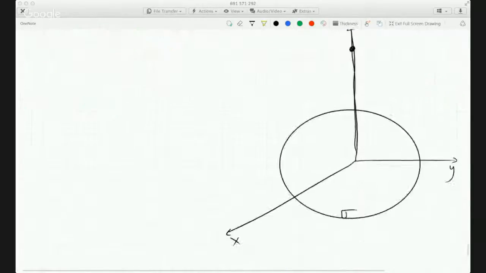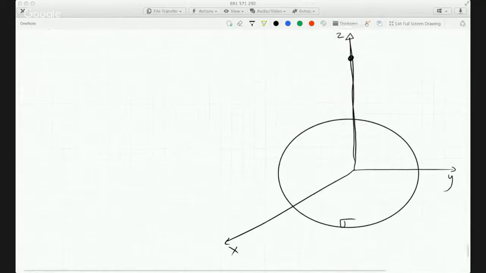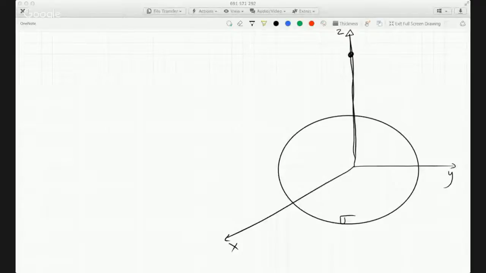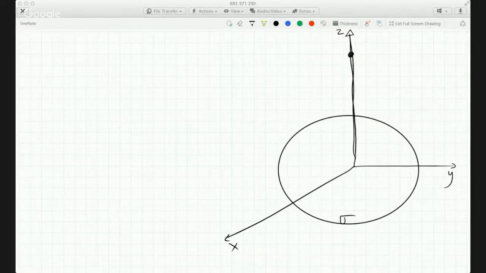Okay, good. So we are trying to figure out the electric field at a point P at a distance Z along the Z axis of a shell of radius R that has a surface charge density sigma. Due to symmetry, the only component of the electric field that will survive is the one in the Z direction.